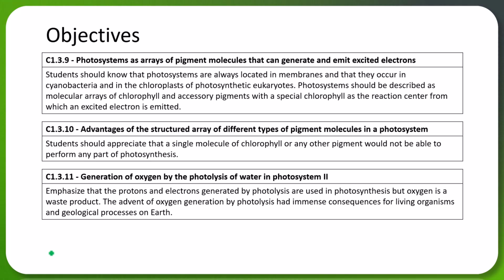This particular video is going to cover quite a few objectives, C1.3.9, 10, 11, 12, 13, and 14. C1.3.9 talks about the photosystem specifically as arrays of pigment molecules that can generate and emit excited electrons. C1.3.10 talks about the advantages of the structured array of different types of pigment molecules in each of the photosystems. C1.3.11 talks about the generation of oxygen as a waste gas from photolysis in photosystem II specifically.